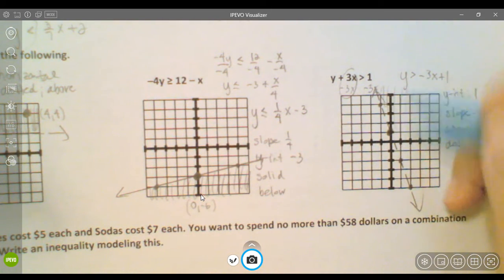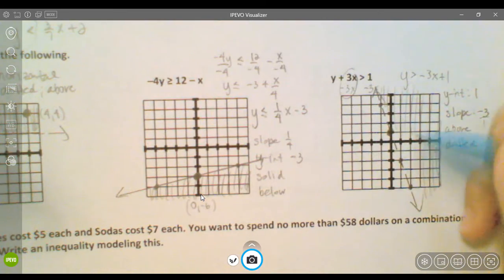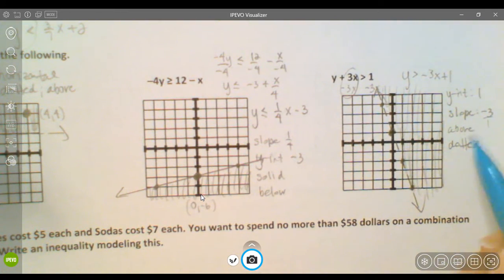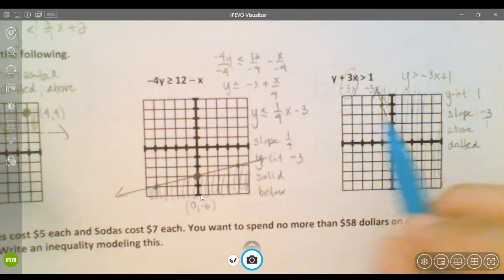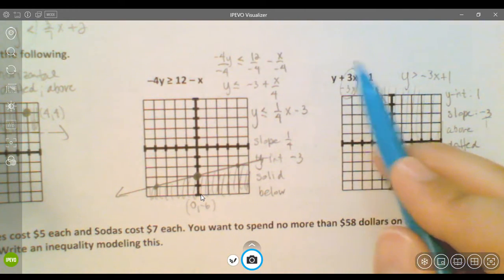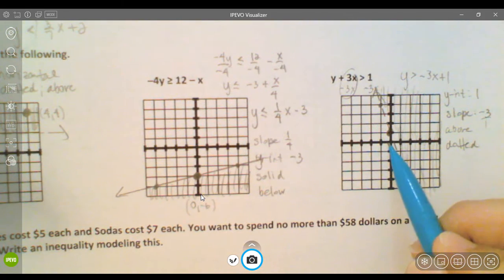So, Robert, how do you know when it's above or below? Well, pick a point. I was always taught to pick 0, 0. Pick the origin. Because when I put in 0 and 0, I get 0. Is 0 greater than 1? No, it's not. So this side doesn't get the point.